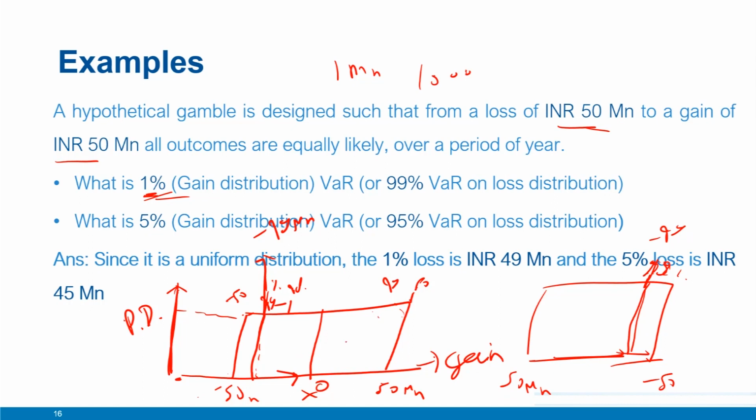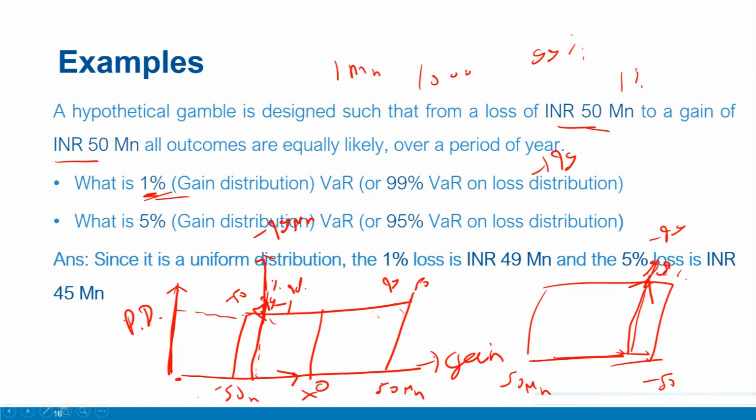So either I look at the gain side or the loss side. If I want to have that 99% confidence, then I'm looking at 1% on the gain side, which is this, or 99% on the loss side, which is this, and both values are the same: a 49 million loss.